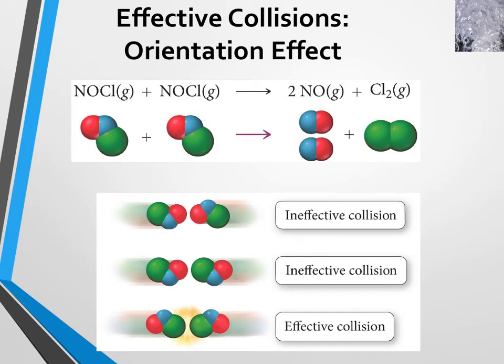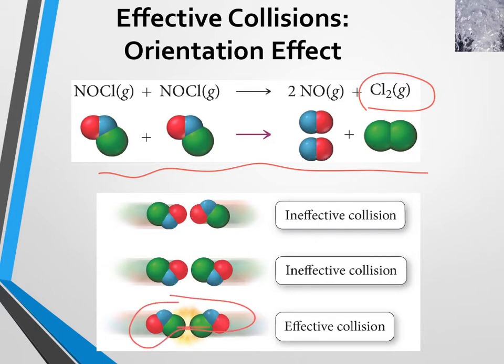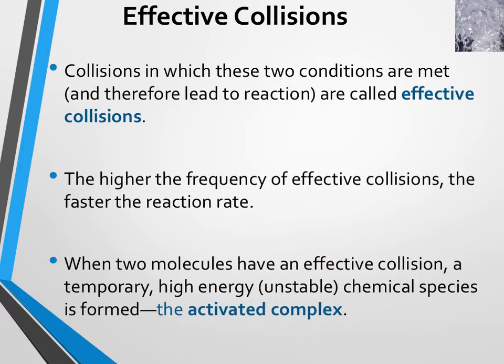I said also that collisions need to occur with the correct orientation. So look at this reaction as an example. One of the products is molecular chlorine. And so in order for a collision to be effective, the two reactants must collide in such a way that the chlorine atoms are in close proximity to each other so that they can form the new bond. Okay, so collisions that result in product formation are called effective collisions. The higher the frequency, or the more collisions there are per unit time, the faster the rate of reaction.